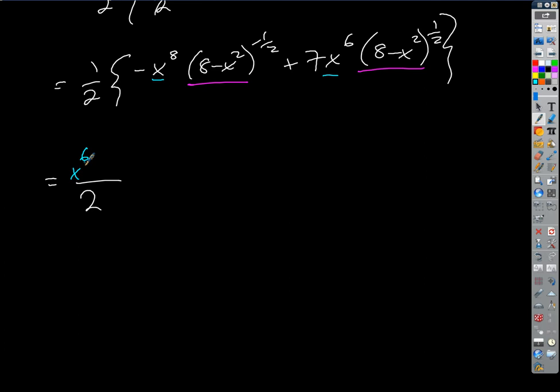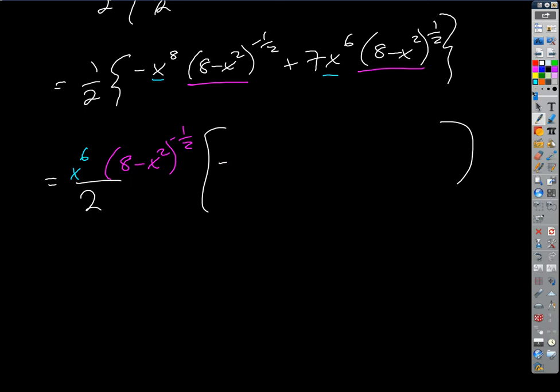Remember, I always factor out the least power of each base, right? So what are the powers here? I've got negative 1/2 and 1/2, which is the least of the two? Negative 1/2. So we'll factor out an 8 minus x squared to the minus 1/2. And now what's left behind when we do that? Here I'm left with negative x squared.